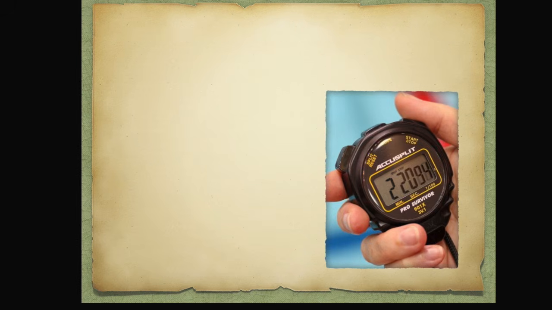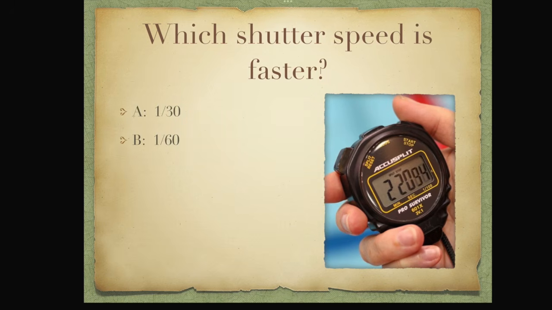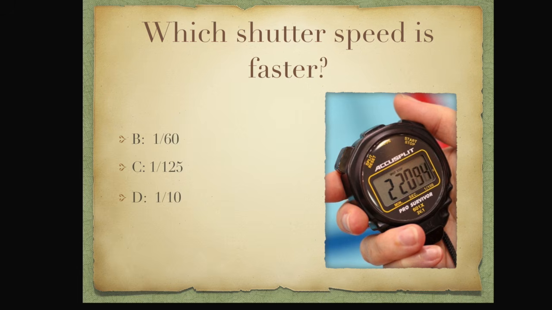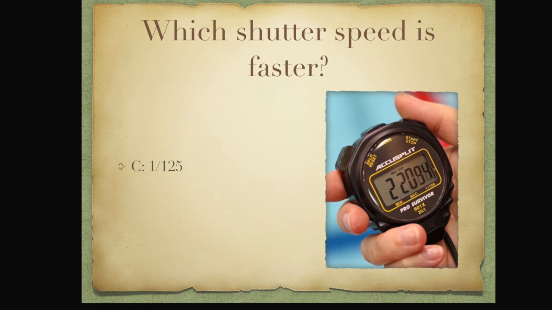Question number 2. Which shutter speed is faster? 1/30, 1/60, 1/25, or 1/10? The correct answer is C, 1/25.